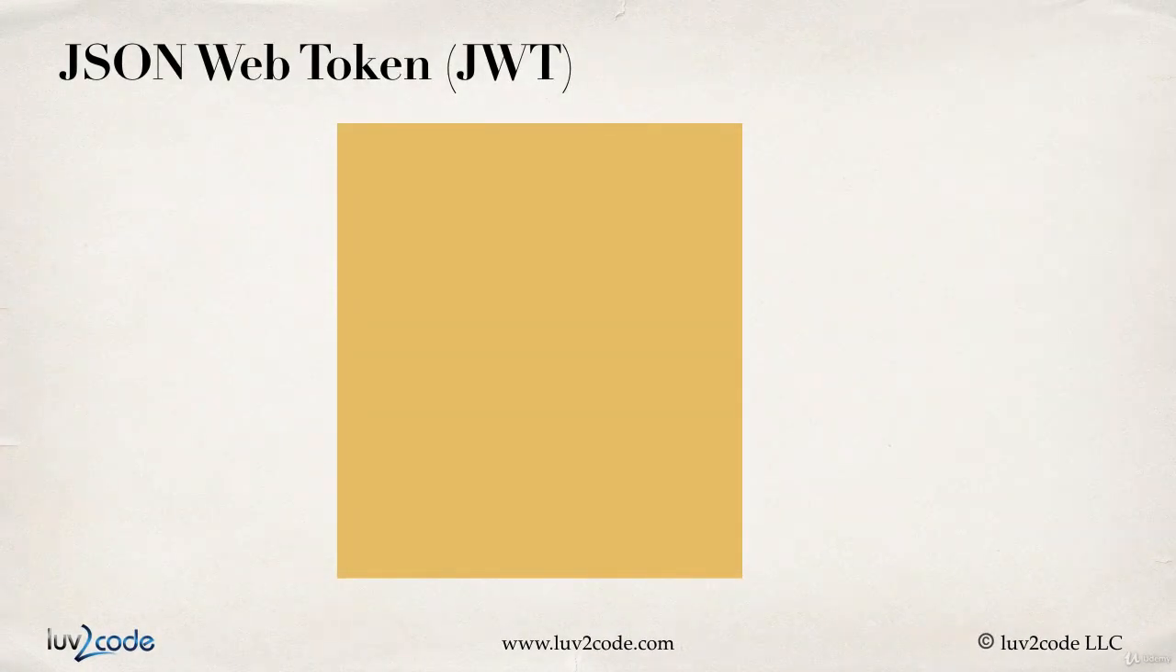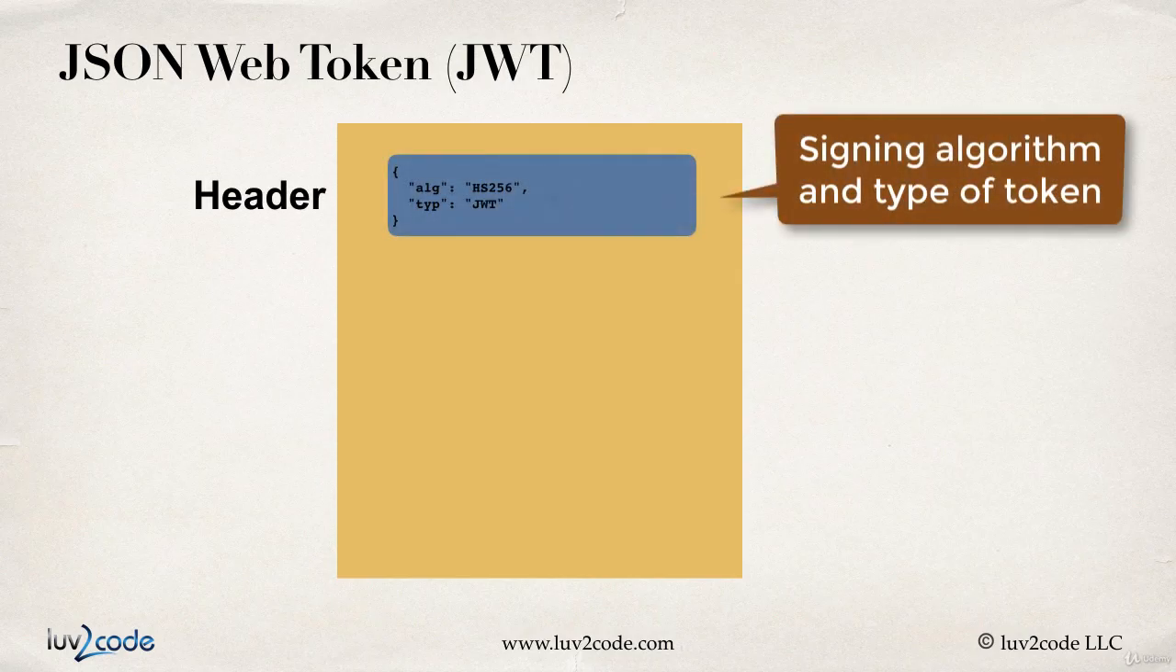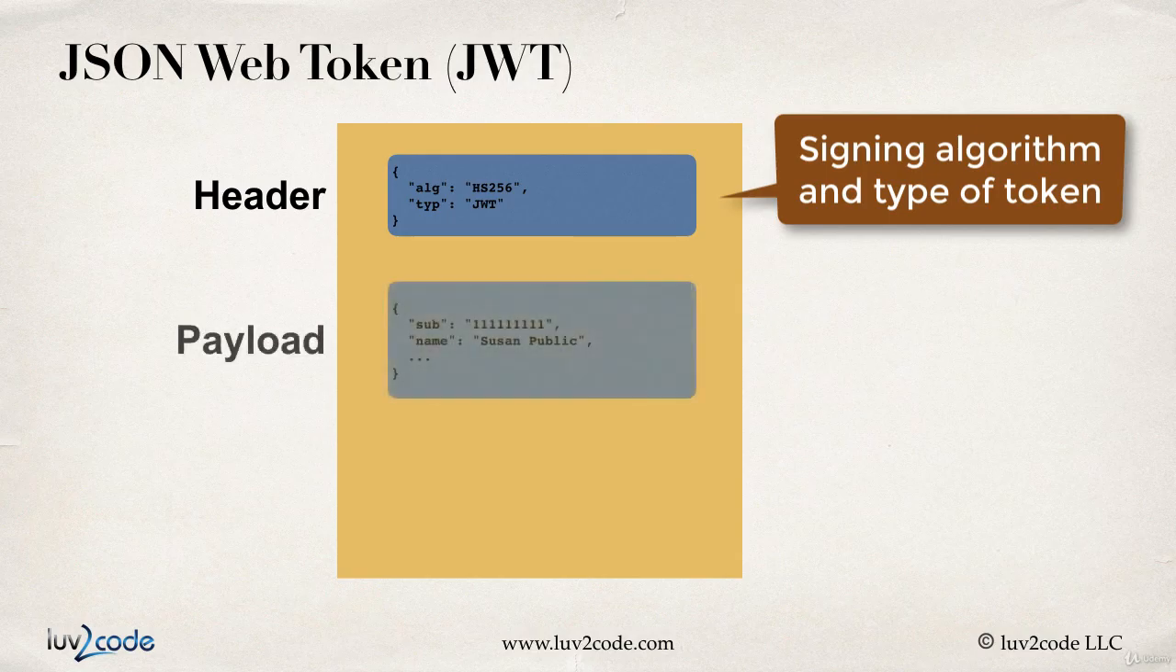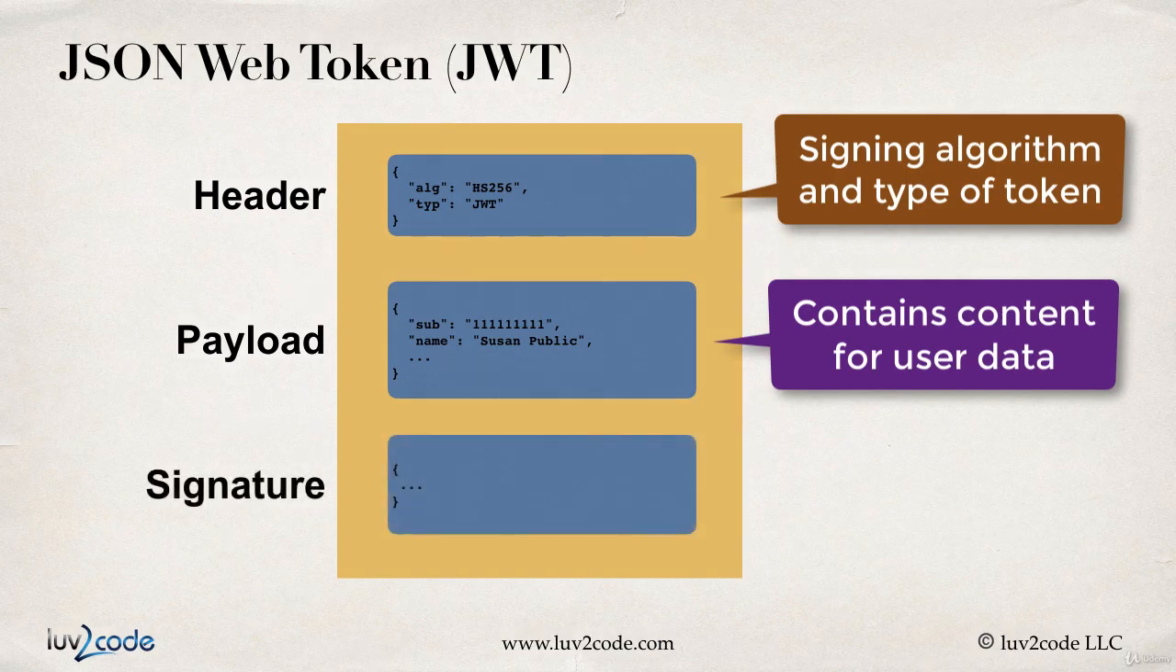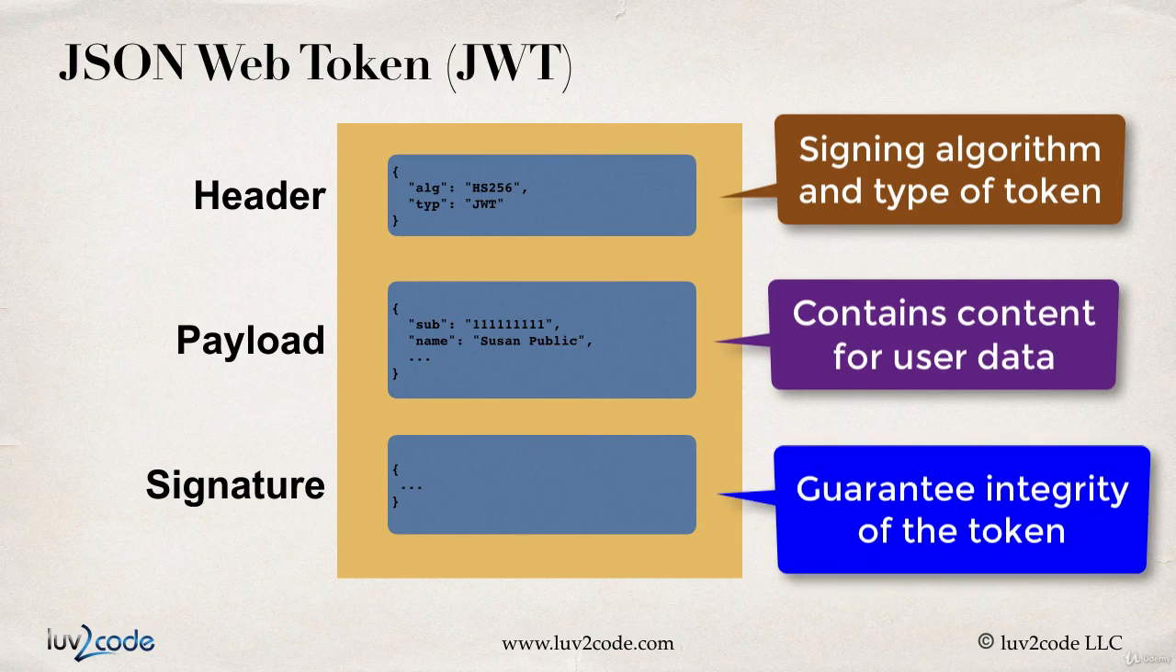So this JSON Web Token is a well-defined way of describing the format of a token. We have a header that basically describes the algorithm and the type of token that they're using, and the payload. So in this case, any type of content here, we could have a name for an identity token, Susan Public, and then we can have the actual signature. So these JSON Web Tokens, like I mentioned earlier, they're signed to guarantee the integrity of the token.